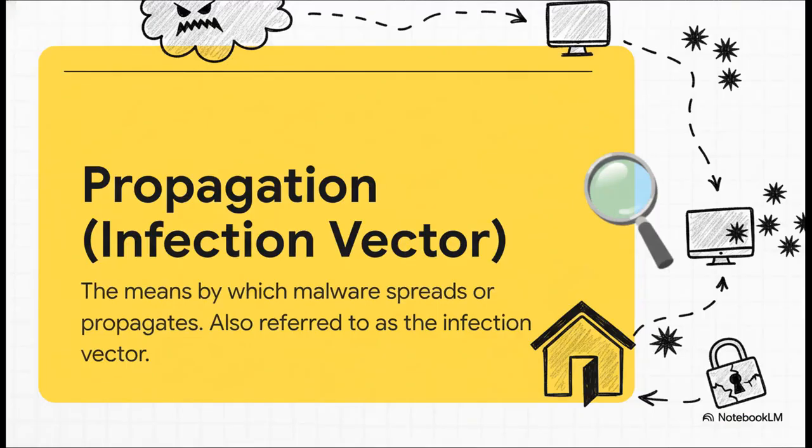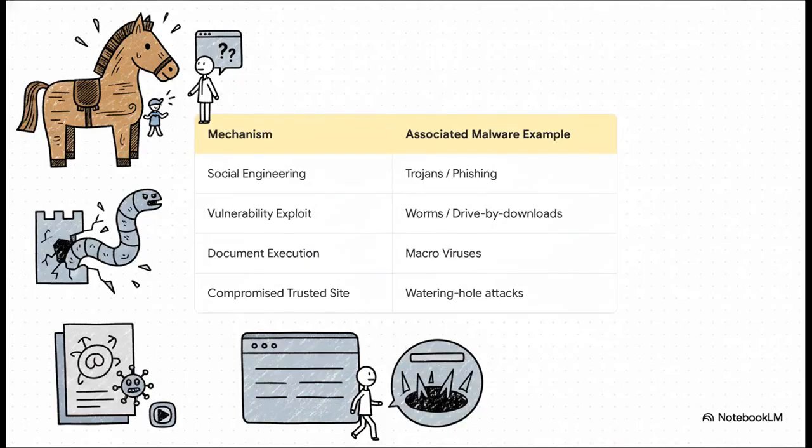So what exactly is propagation? Well, it's just the method the malware uses to get that initial foothold. Think of it like the pathway it takes to get inside. The technical term is the infection vector, but really it's just the how it got in the door part of the story. And what's so cool about this is how it connects the how to the what.